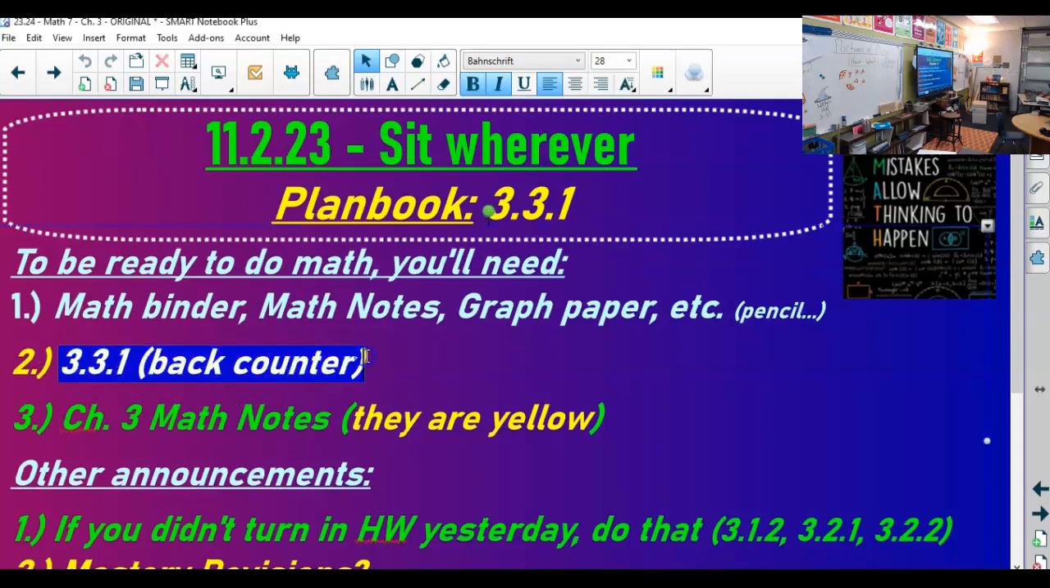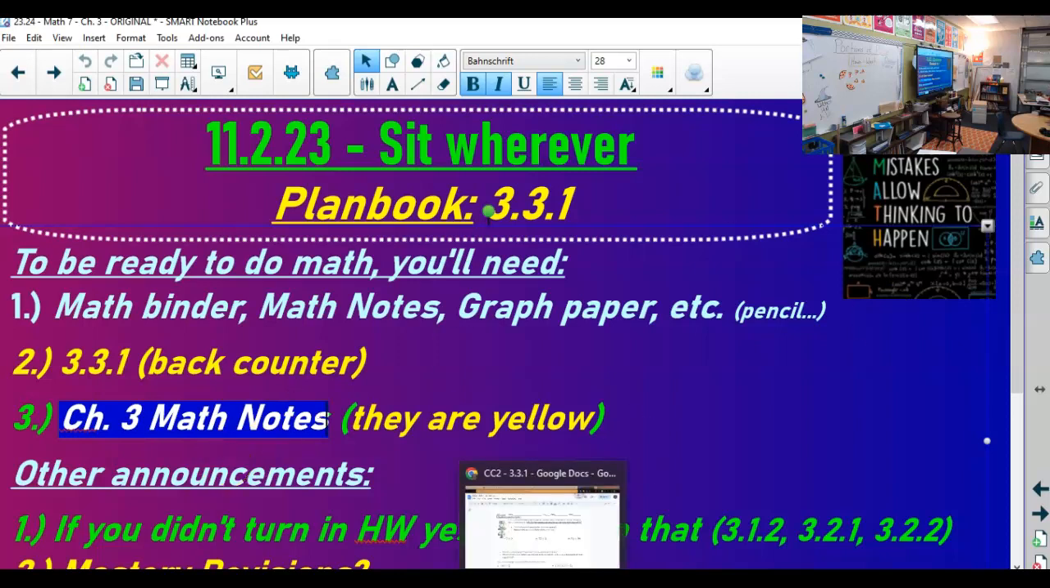331, it's on the back counter. We should be in that habit. Your Chapter 3 notes are yellow. If you haven't looked at those in a while, you probably weren't able to do your homework.